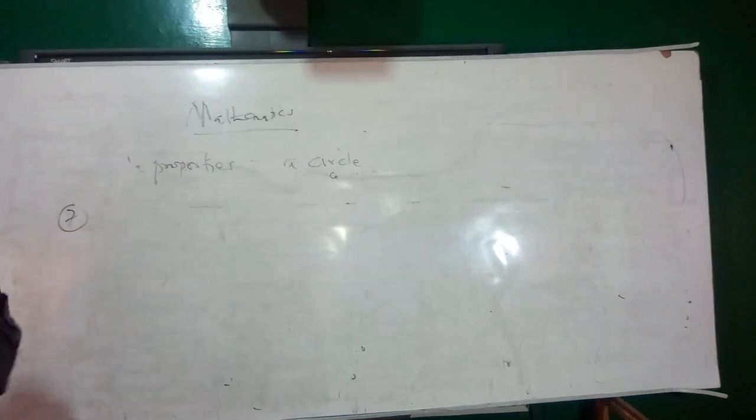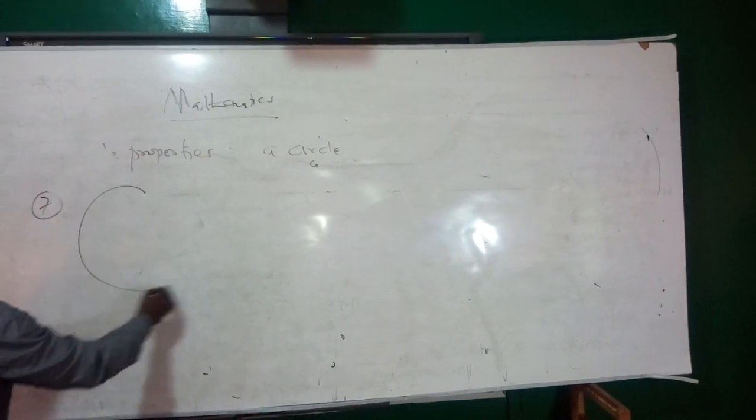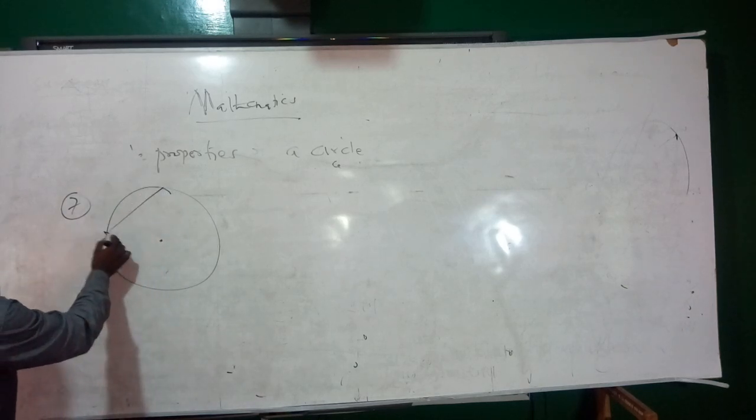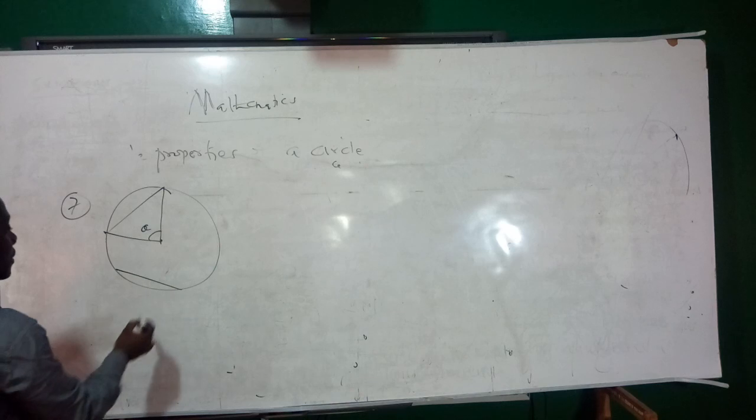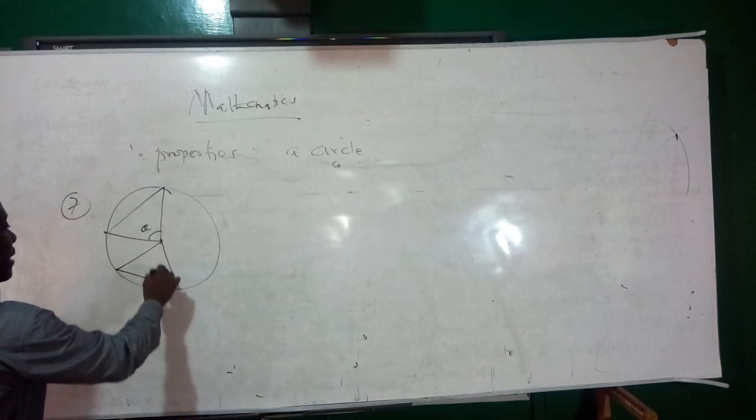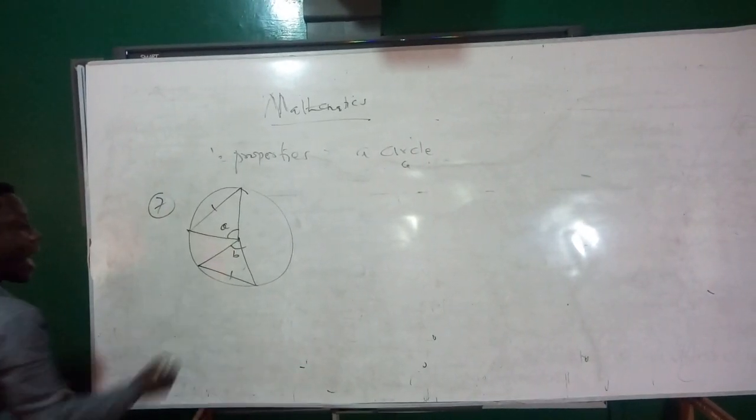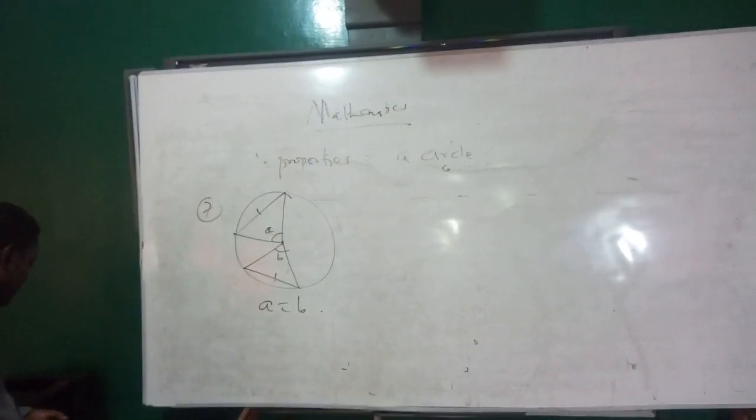So property 7 follows after property 6, more or less, which says that equal chords subtend equal angles at the center. So again, if I have a chord that is subtending an angle, say A, at the center, and I have another chord that is also subtending an angle at the center, let's say B. Now, if it is proven that these two chords are equal, then we can safely say that the two angles must also be equal. So once again, your A should be equal to your B in this case.